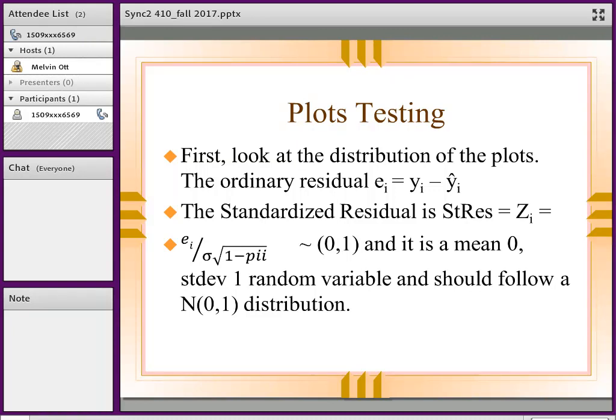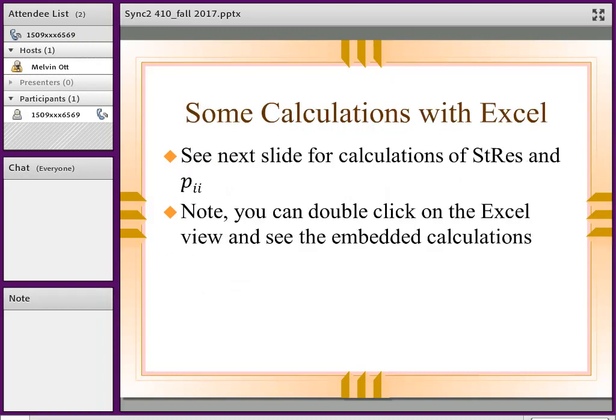The standardized residuals here are represented by z sub i, and that's equal to e sub i divided by sigma times the square root of 1 minus p sub i i, which are supposed to be subscripts there. And those should have a mean of 0 and a standard deviation of 1. And I'm going to show you how to calculate those p sub i's in one of the other slides coming up, so you'll get to see where this all comes from and how it's calculated.